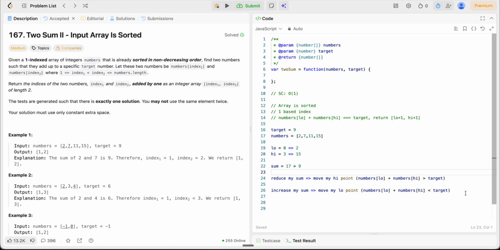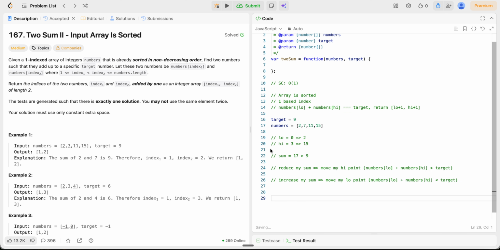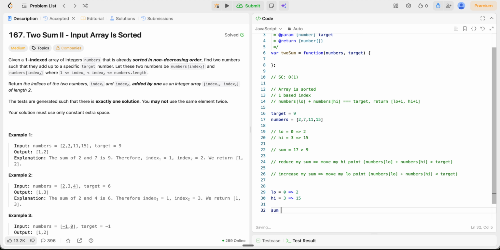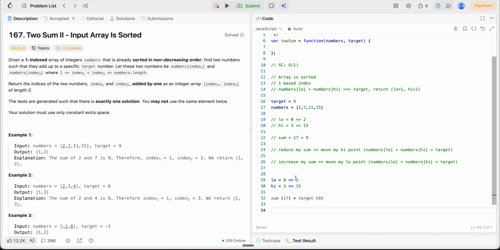That is all. So now, since we understood this fundamental, let's debug it. Low is equal to 0, nothing but 2, and high is equal to 3. The element at that position is 15. So my sum is basically 17, greater than my target 9. So what should I do? Reduce my sum. How can I reduce my sum? I will reduce my pointer.